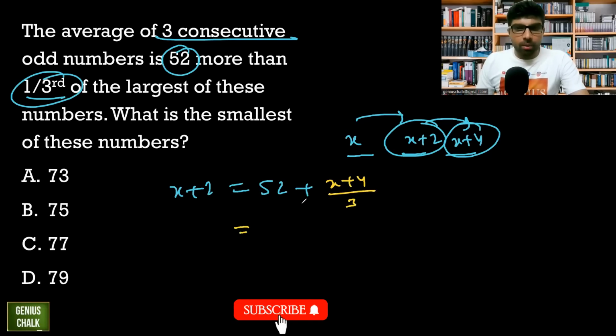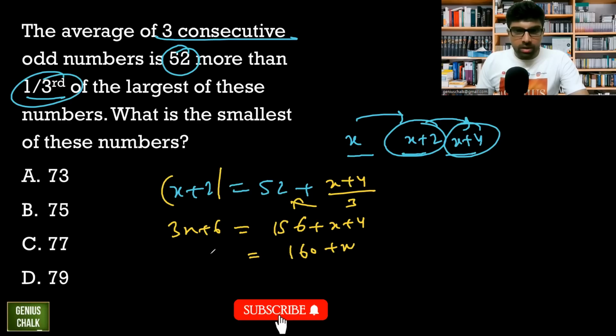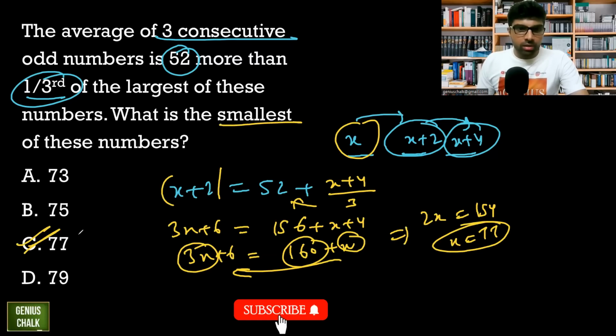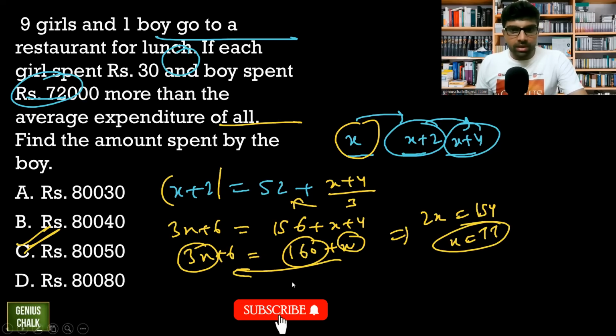So just solving it, it is coming as 156 plus x plus 4. Then 3 gets multiplied here. So 3x plus 6 equals 160 plus x. 3x plus 6, so this is 3x, this is x, this goes this side. We are left with 2x. 160 minus 6 is 154. X will be 77. So smallest number x is 77. This is my answer. Sometimes this change in the language question will also come in the exam.